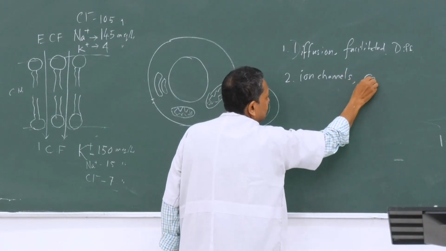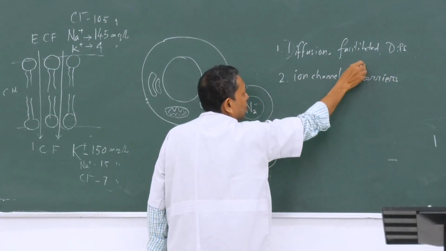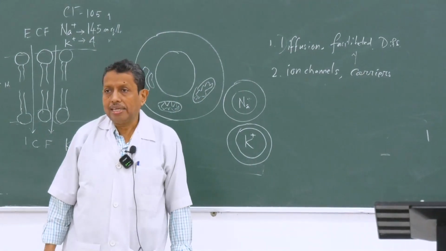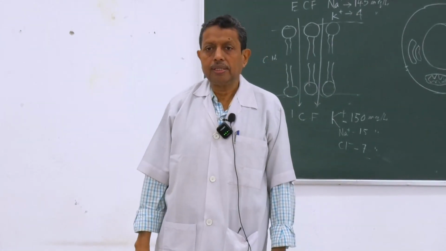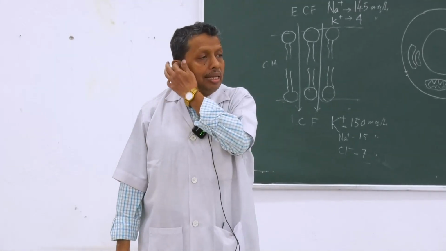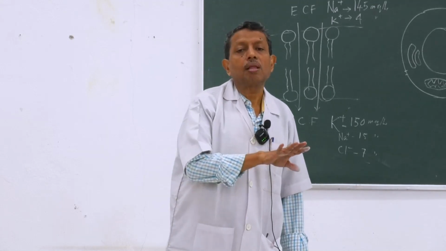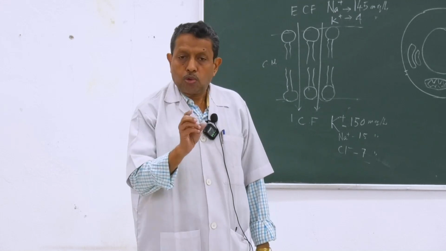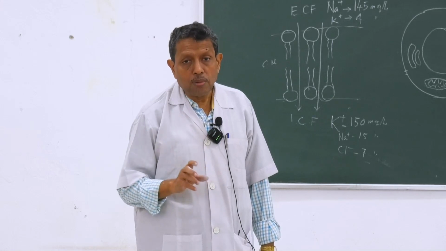And carriers are there. Carriers for this, mainly for facilitated diffusion, and ion channels to allow the hydrated forms to enter. Ion channels are formed with protein units. Every cell membrane contains, besides phospholipids, some cholesterol, some sphingolipids, and they also contain protein molecules.